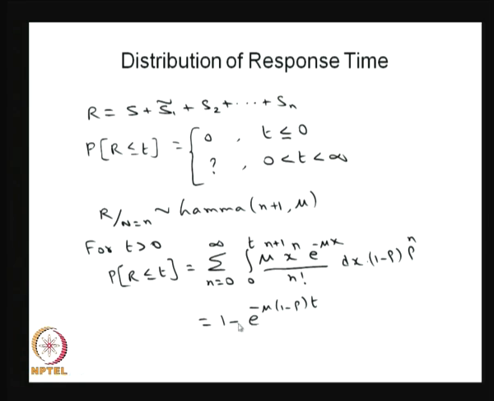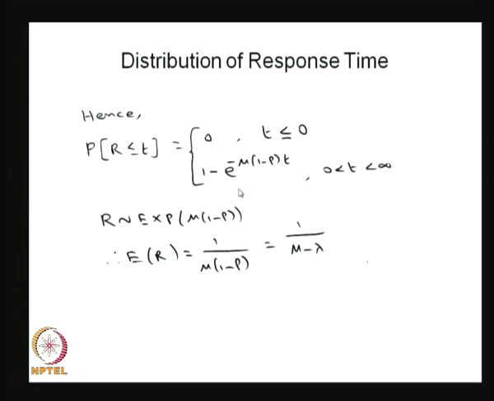Do the simplification, you will get 1 minus e power minus mu times 1 minus rho times t. Therefore, you can substitute here, and if you see, the CDF is the same as the CDF of an exponential distribution with parameter mu times 1 minus rho. Therefore, you can conclude the total time spent in the system is exponentially distributed with the parameter mu times 1 minus rho.